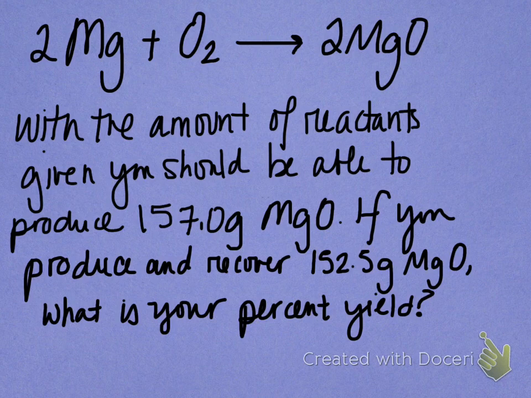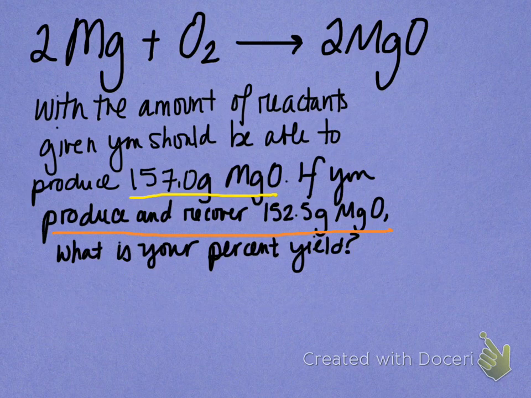Well, first of all, let's make sure we're clear on the difference between our actual yield and our theoretical yield. I've underlined the two amounts of product that are mentioned in the problem. And the first one is this 157 grams of magnesium oxide. If we look at the sentence that precedes that, it says, should be able to produce. That's theoretical. So 157.0 grams magnesium oxide is our theoretical yield.